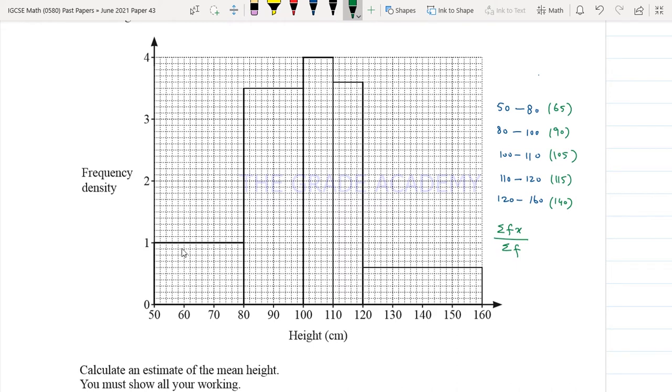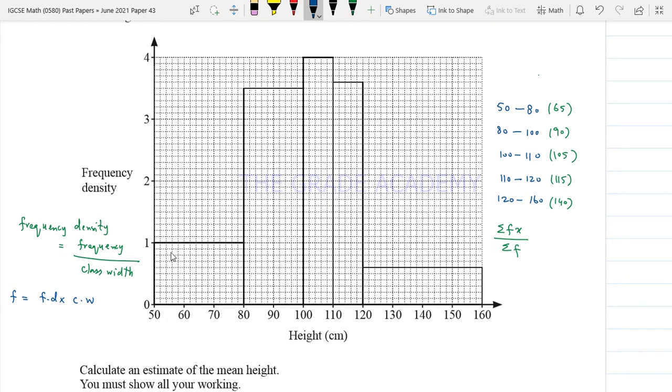So now from frequency density, how can we calculate frequency? For this we use a formula. Frequency density is equal to frequency divided by class width. So to find the frequency of a class or an interval, we can also write it as frequency is equal to frequency density multiplied by class width.